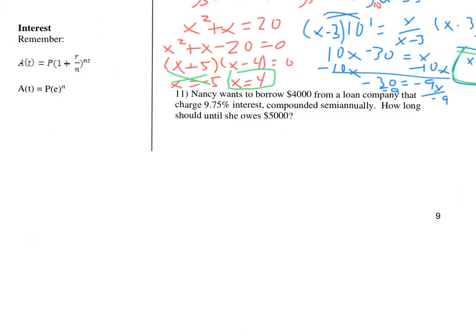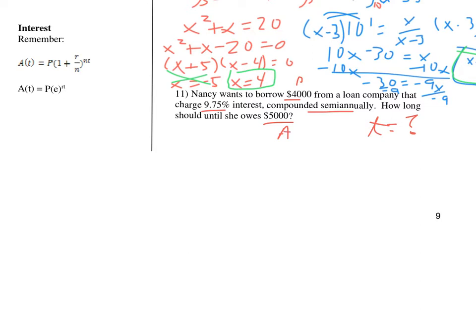All right, now we're going to be getting back into our compound interest formulas. And so it says Nancy wants to borrow $4,000 from a loan company, charges 9.75% interest, compounded semi-annually. How long until she owes $5,000? So in this case, now we're using these formulas again, but now we're solving for t. And so it sounds like we're initially borrowing $4,000, and then we end up owing $5,000. So that's our P and our A. The A is always going to be bigger.